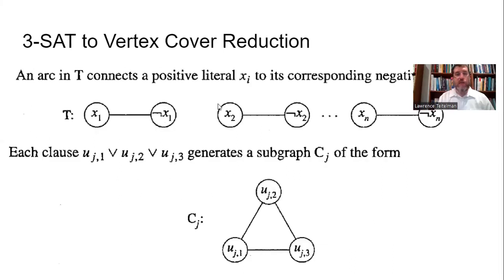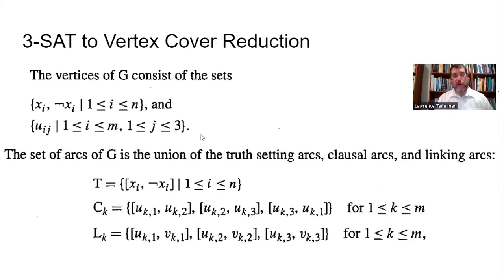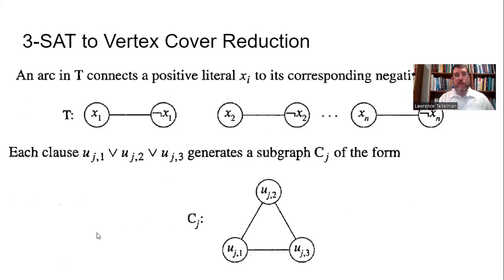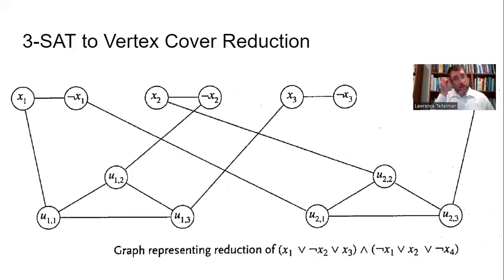All right, so now if we put those edges together, we have a graph. So we take all of our T edges, our truth edges, our clause edges, and our link edges, and we put them all together, and we get this. Okay, so what is the significance of this?